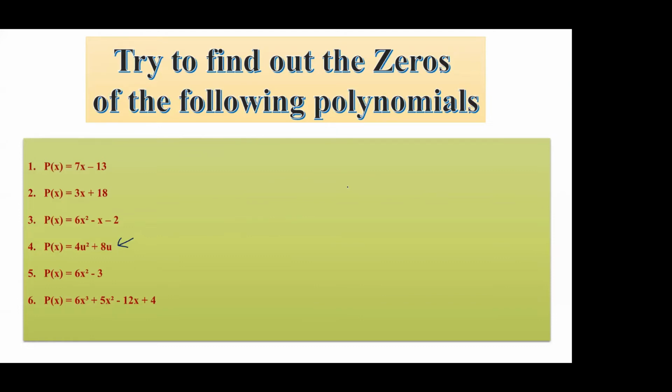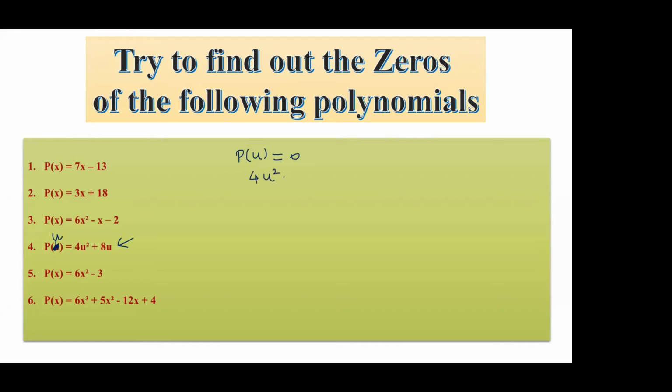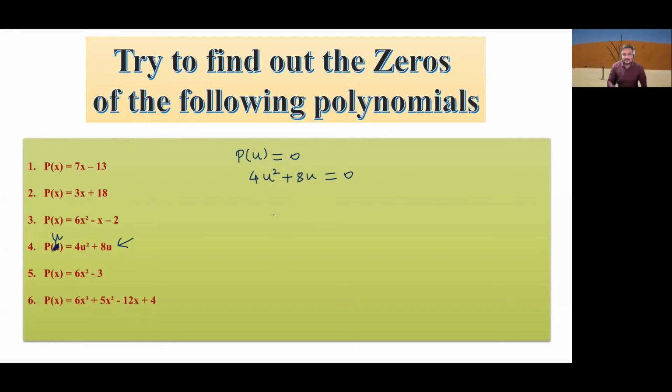Sir, first of all, we will write p of u equals to 0. Then we will equate the equation with 0. Then we will take the third term, matlab c, as 0. Sir, we will divide the whole equation by 4.